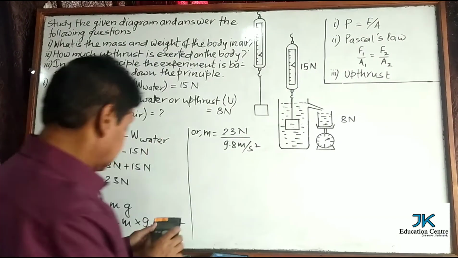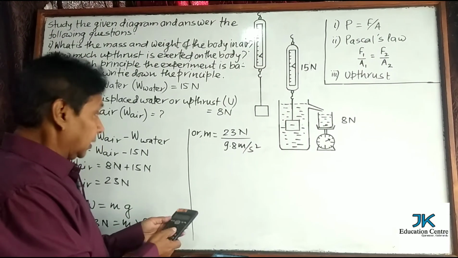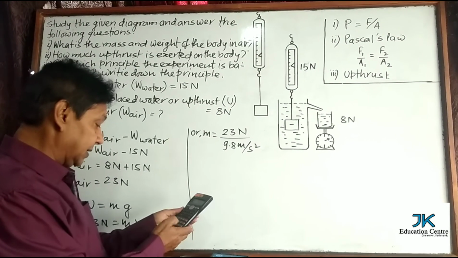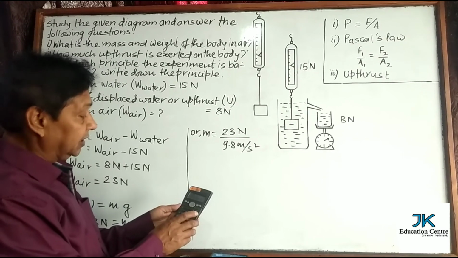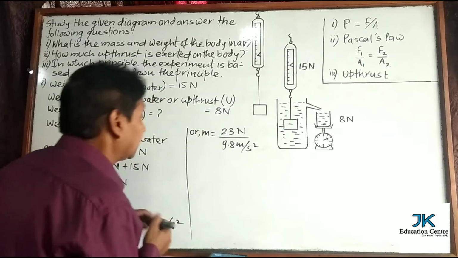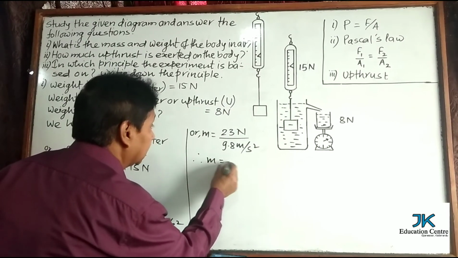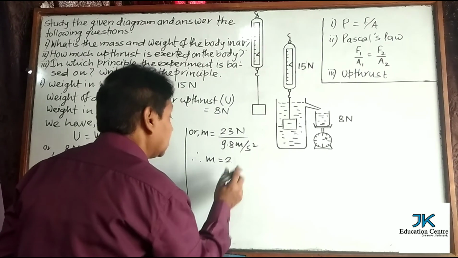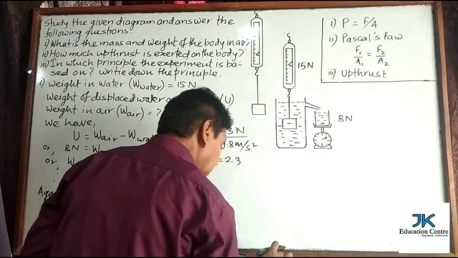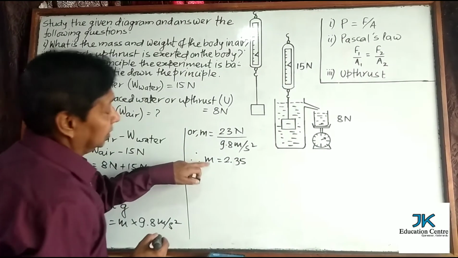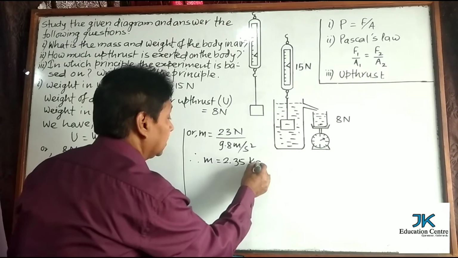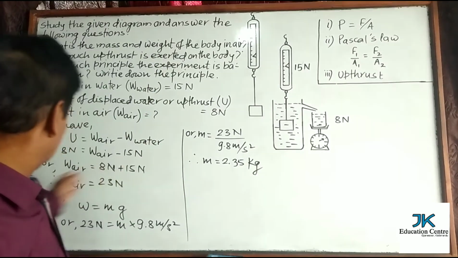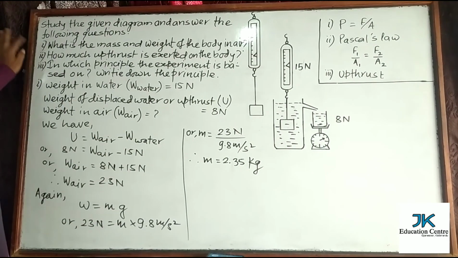This requires a calculator. 23 divided by 9.8 is equal to 2.346938. After this we can write m is equal to 2.3469, approximately 2.35. Now the unit of mass is kilogram, kg. This way we can get the answer of this question. Mass and weight both are answered. Now let's go to the second one.